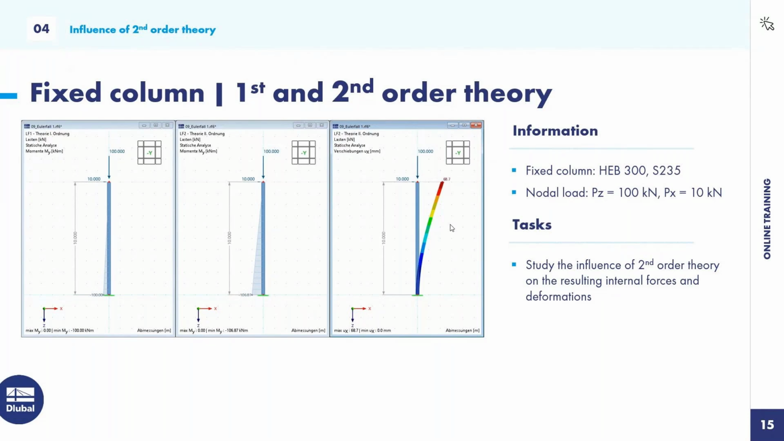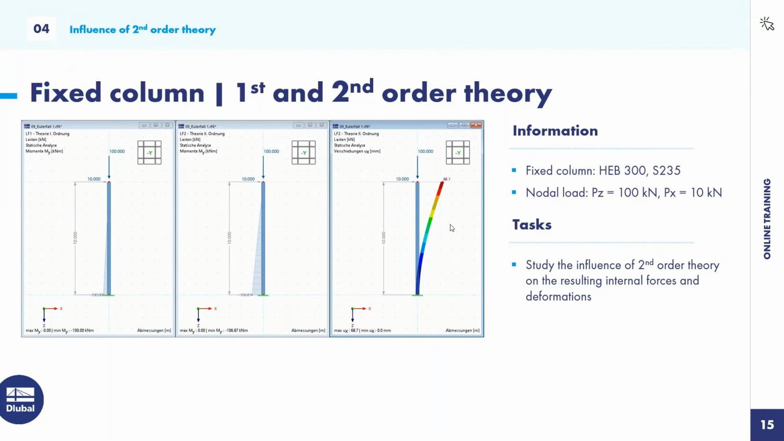For very slender or flexible systems, we usually have higher deformations, and these deformations of our structure can also alter the actions within our structure. So there is a direct influence of the deformation on the loading, and this can be addressed by using a second or third order theory for the calculation.